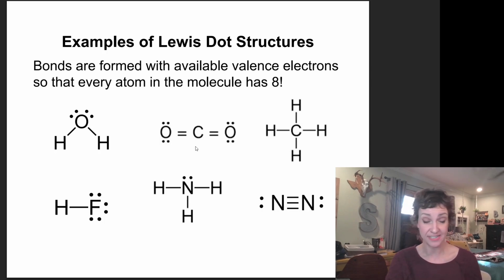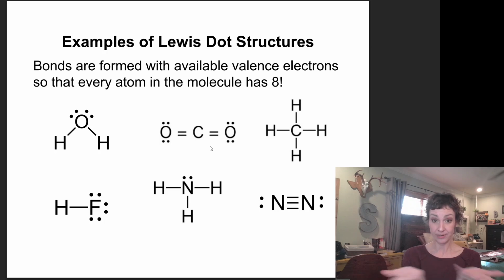Hopefully all 8 of his valence electrons that he got from this bonding process are in the shared bonds. Let's see. Each line represents 2 electrons shared. So we would have 1, 2, 3, 4, 5, 6, 7, 8. Yes, he is happy. He's got 8 valence electrons.